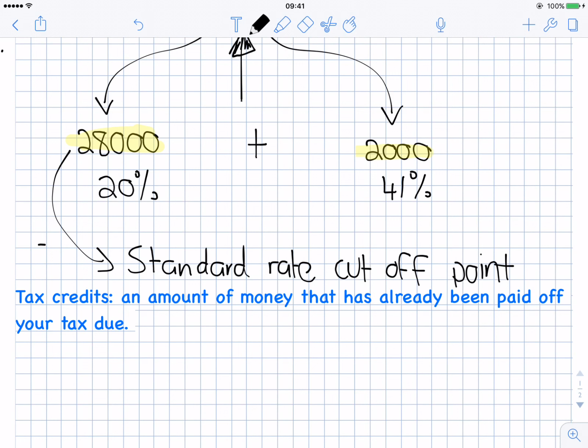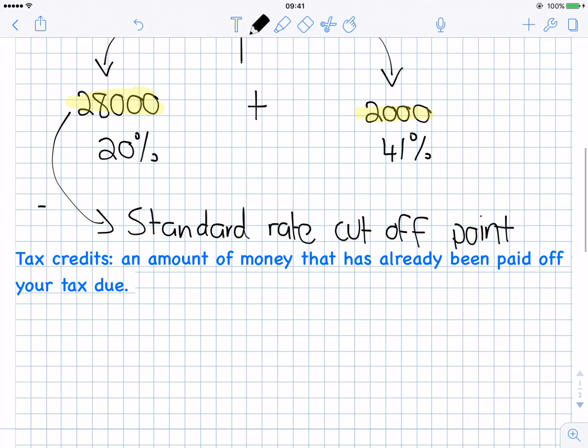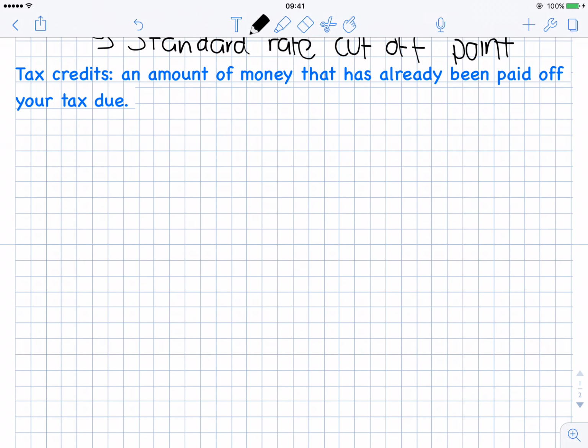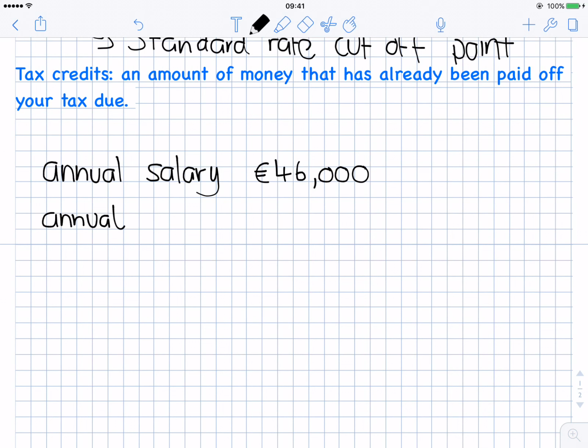The best thing to do is have a look at an example of this. So we have a woman here who has an annual salary of €46,000. So we're dealing with payment on a yearly basis here rather than weekly. It's done the exact same with a weekly, it's just the numbers will be a lot smaller. So her annual salary is €46,000. We know that she has an annual tax credit, annual being the word for yearly, of 3,200.